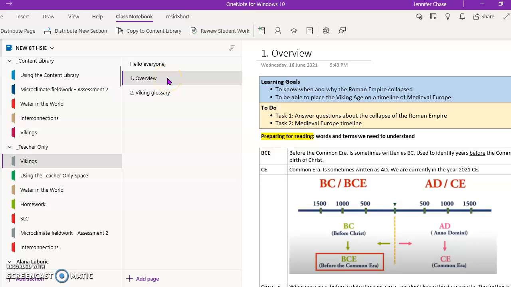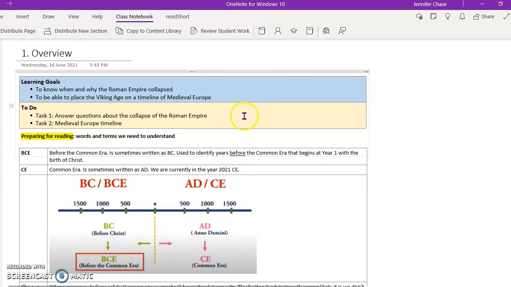Okay, the first couple of lessons we're not actually talking about the Vikings, we're just doing a little bit of historical context, so that you understand whereabouts the Vikings lie in European history. So today we're just doing an overview lesson. We're going to look very broadly at the collapse of the Roman Empire, and I'll talk a bit about why that's important when it comes to the Vikings, and then you're going to be placing the Viking Age on a timeline of medieval Europe.